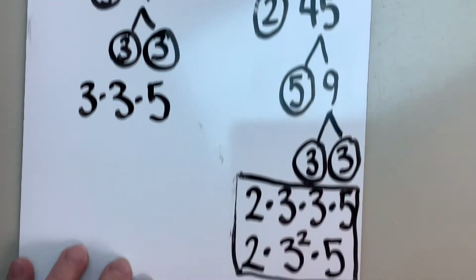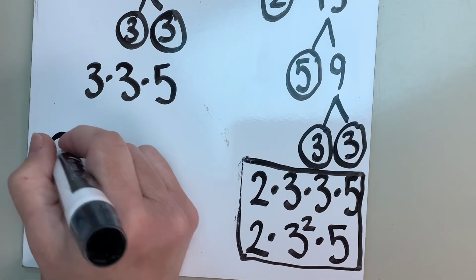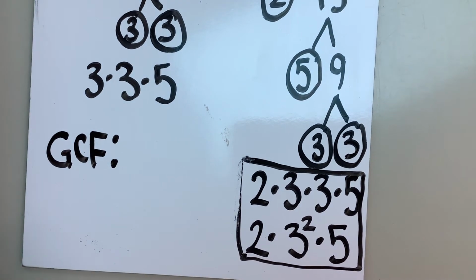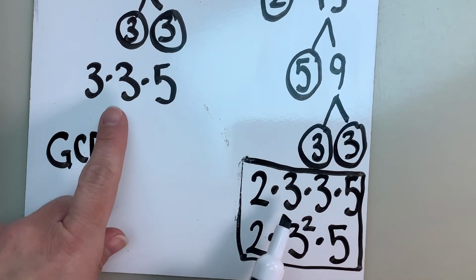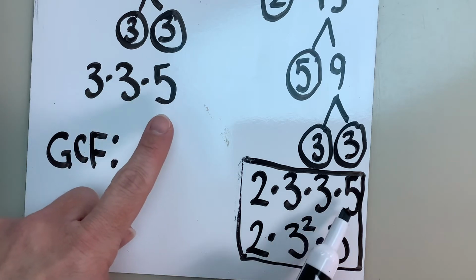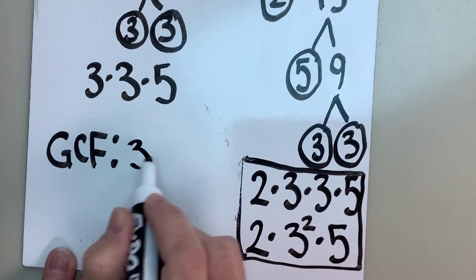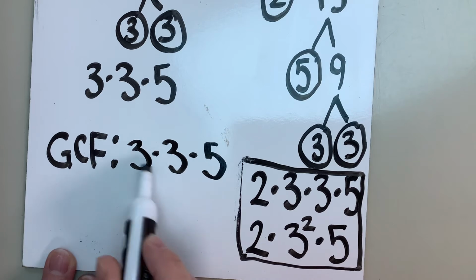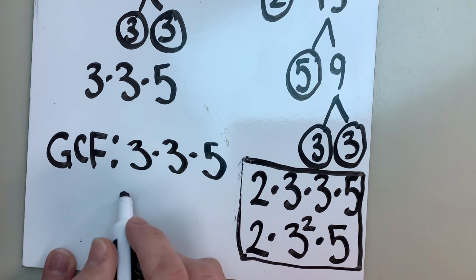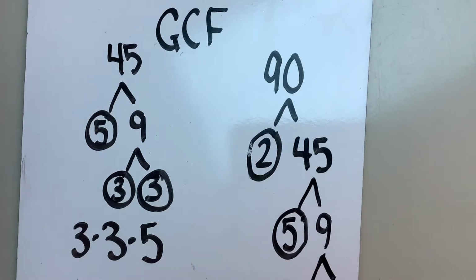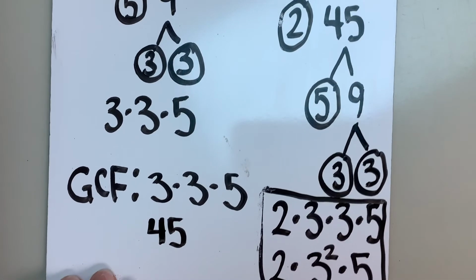Now, when I am finding my greatest common factor, what I am looking for, and this should be highlighted in your student's notebook, because that's what I asked them to do, is common. What is common between these two? Well, they agree on a 3 and a 5. So our greatest common factor is a 3 times a 3 times a 5. 3 times 3 is 9. 9 times 5 is 45. So our greatest common factor of 45 and 90 is 45.